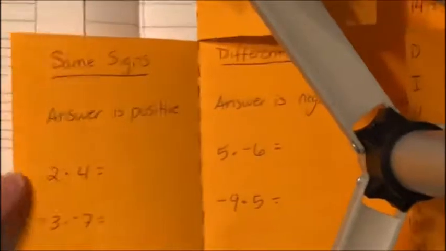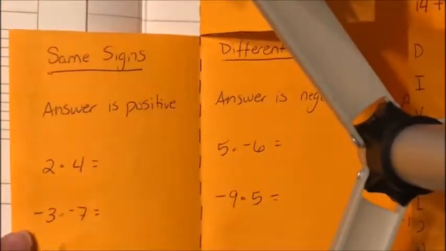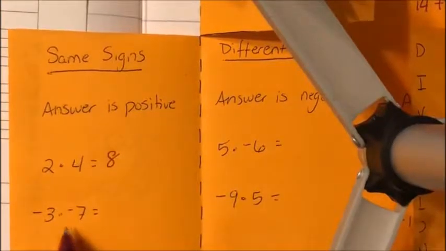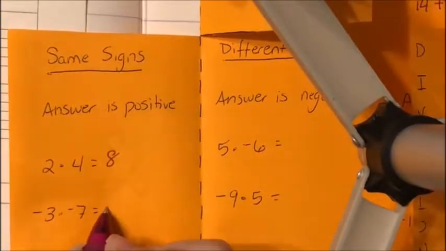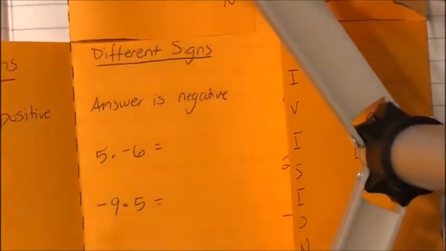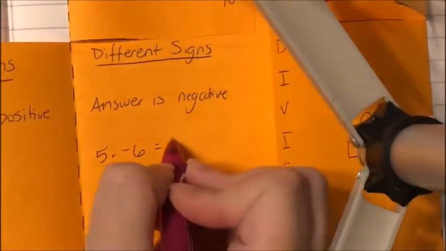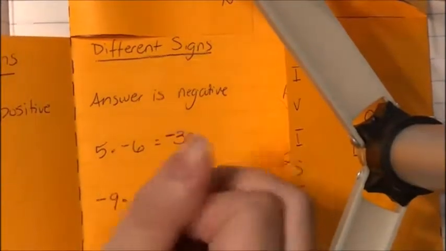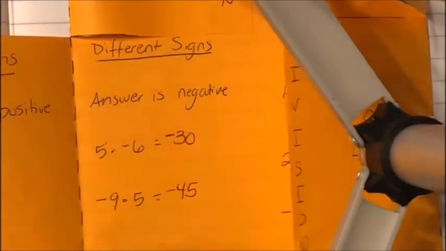Multiplication, same signs, answer is positive. So 2 times 4 would give me 8. Negative 3 times negative 7 gives me a positive 21. Okay. Different signs, the answer is negative. So 5 times negative 6 would give me a negative 30. Negative 9 times 5 would give me a negative 45.